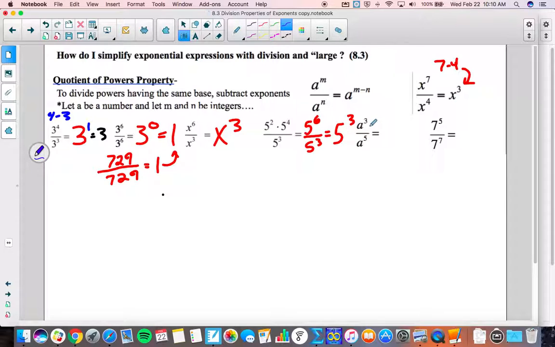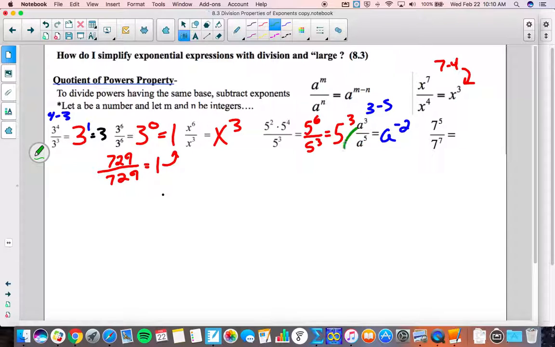Let's take a look at this. Now, notice here, we have the same bases on the top and the bottom, so we could subtract, but we have to take 3 minus 5. We have to take the top exponent minus the bottom exponent, which is a to the negative 2. Let's leave that for a second. That's not a good final answer. That's not in simplest form yet.